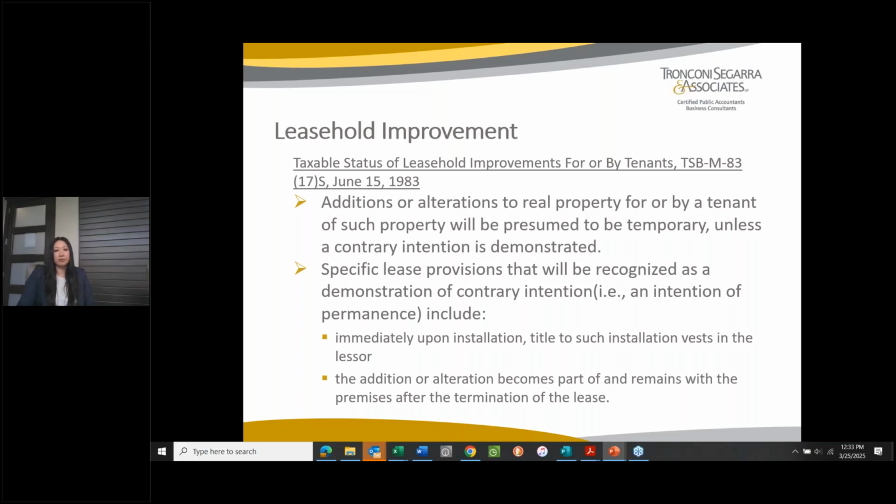Some examples of provisions in a lease that would support that an installation is permanent, and would therefore qualify as a capital improvement, would be if it says something like: immediately upon installation, the title to an improvement would be transferred to the lessor, or the addition or alteration becomes part of and remains part of the property upon termination of the lease.